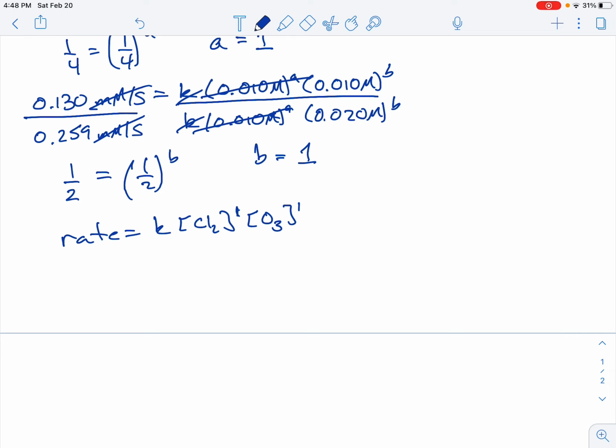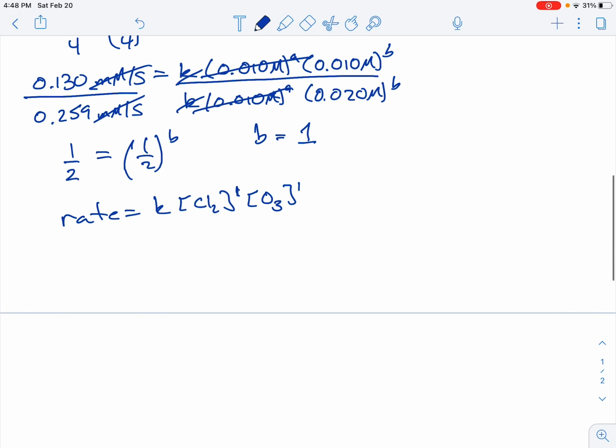Now we got to find the value of K. So the way you find the value of K is you plug any one of the experiments in, and then you solve for K. I'm going to choose that first one. I've kind of got that number memorized now. There's also lots of 0.01s here. That always makes it easier.